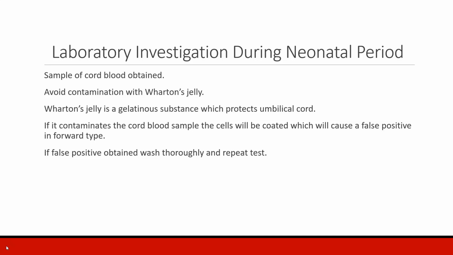And since we can only do a forward type on the infant, why can't we do a reverse type? Because those antibodies would come from the mom, number one, and we need IgM antibodies, which the baby cannot produce. So again, we rely on the forward type only. So if the cells are coated with Wharton's jelly, then you would get a baby whose forward type is AB pos. You would run your control, your negative control, and it would also be positive.